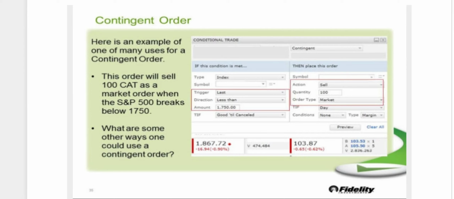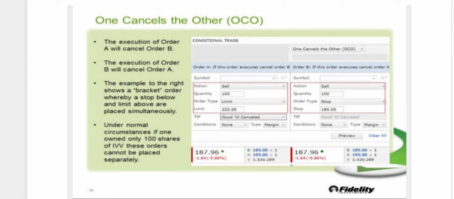Okay, so that's a way to have a stop order as a contingent, to get around that little annoyance that many people find. They don't like that. Another type of advanced order that we have, and we're going to go over these in the demo, so I don't want to spend too much time on these, is one cancels the other.